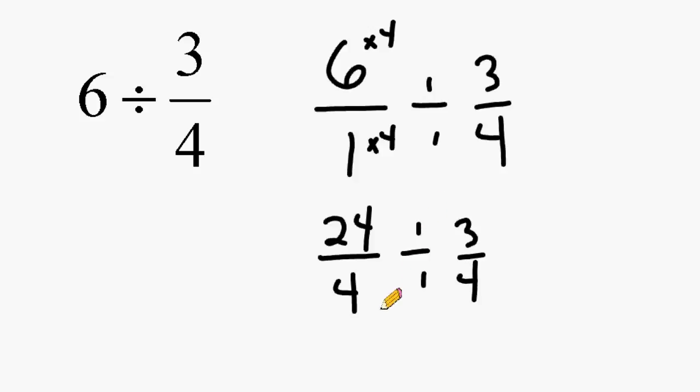Because our problem is expressed in the same terms or units, in this case quarters, we can simply divide our numerators together, and 24 divided by 3 is equal to 8. So we would say that we could fit 3/4 inside 6 wholes a total of 8 times.